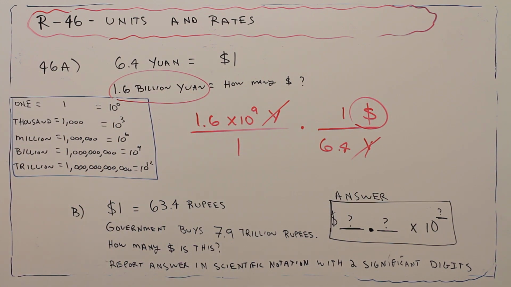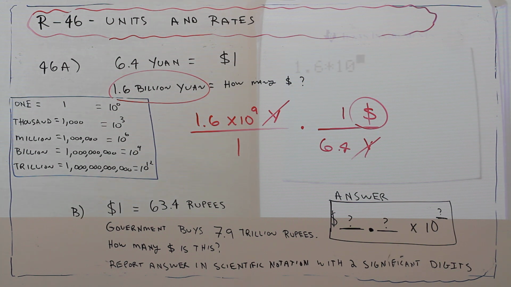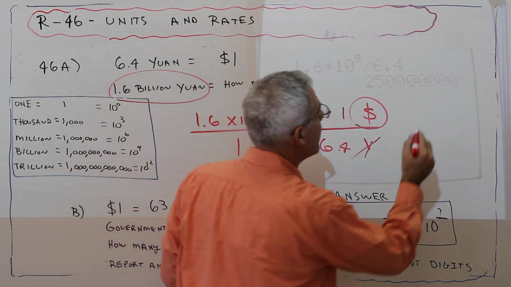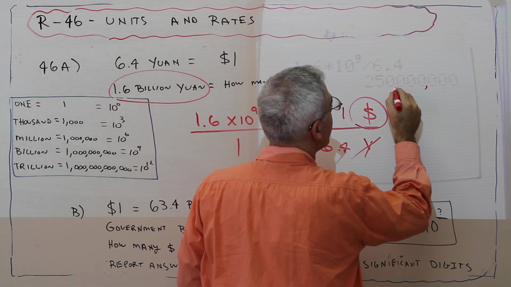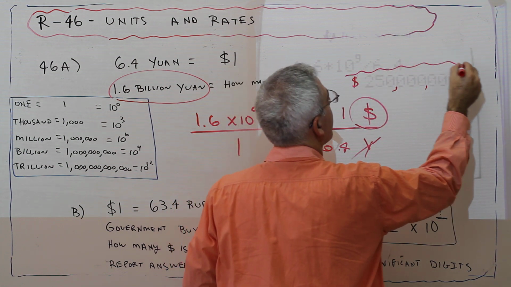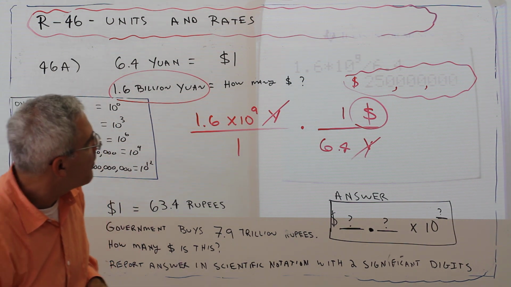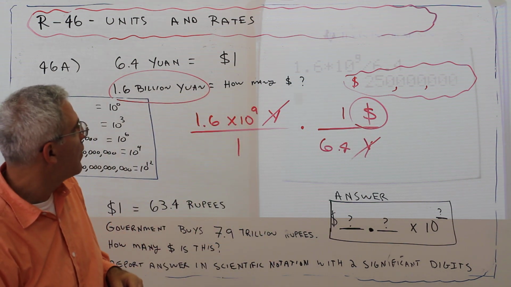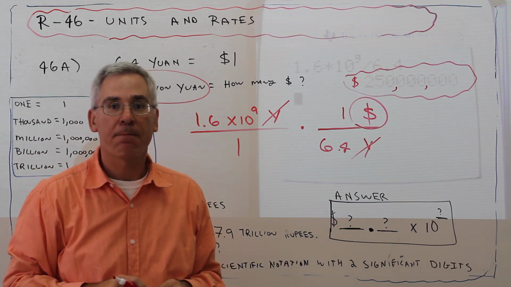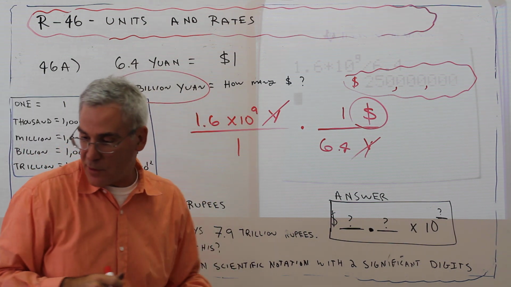And I'll just show you that on the calculator really quick. I'll go 1.6 times 10, the caret key, the ninth, get rid of the caret, divided by 6.4. And I get this answer right here. I'll just use it. So that's 250 million dollars.